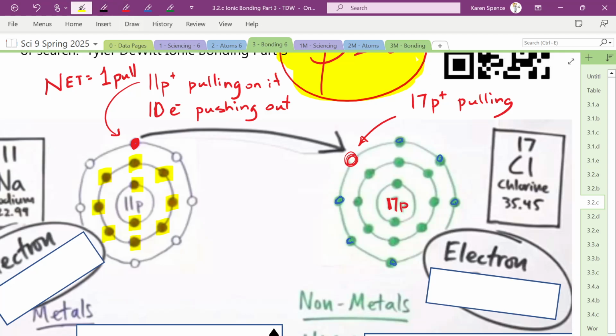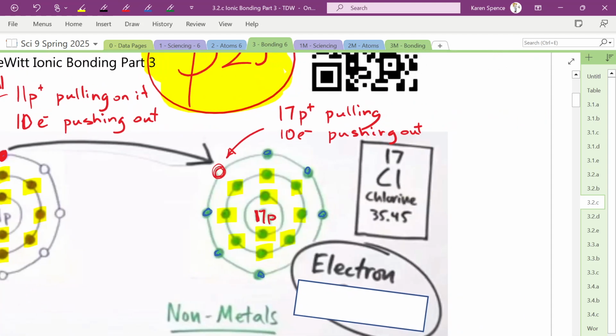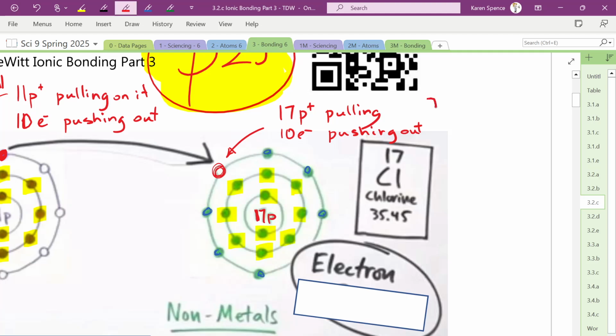Okay, so how many electrons do we actually have pushing outwards? We're only going to look at those inner electrons. 1, 2, 3, 4, 5, 6, 7, 8, 9, 10. So we have 10 electrons pushing out. So what is our net pull there? We have a net 7 pull, yeah, because we have 17 things pulling and only 10 things pushing.